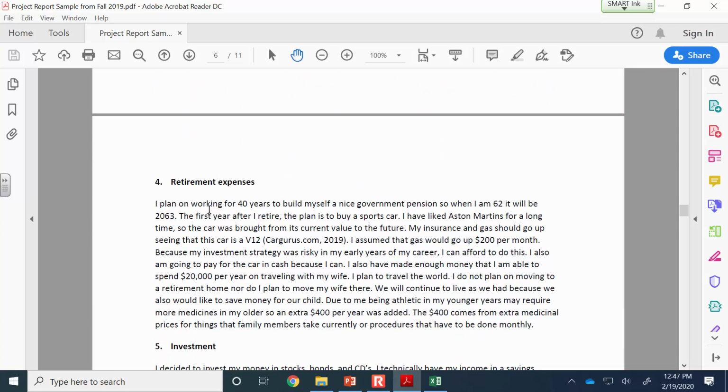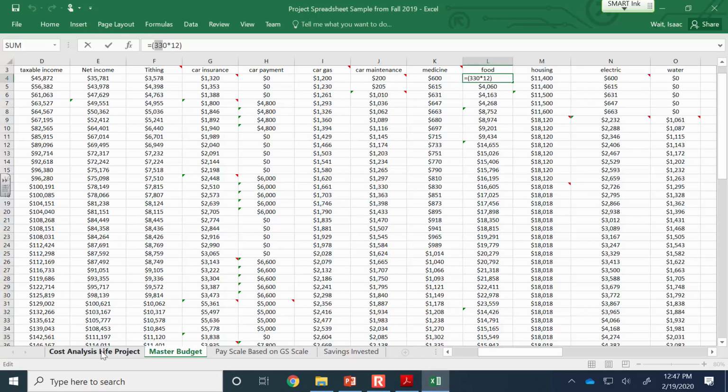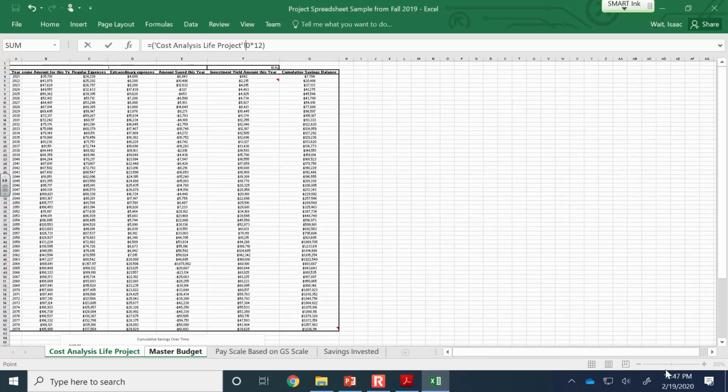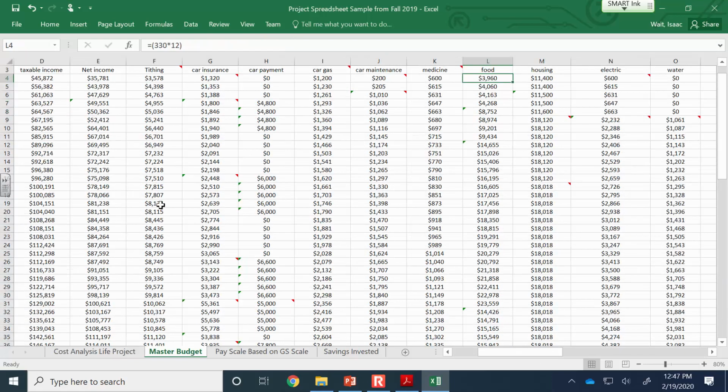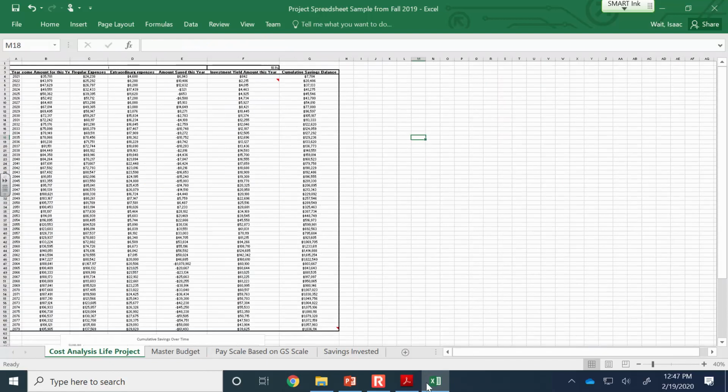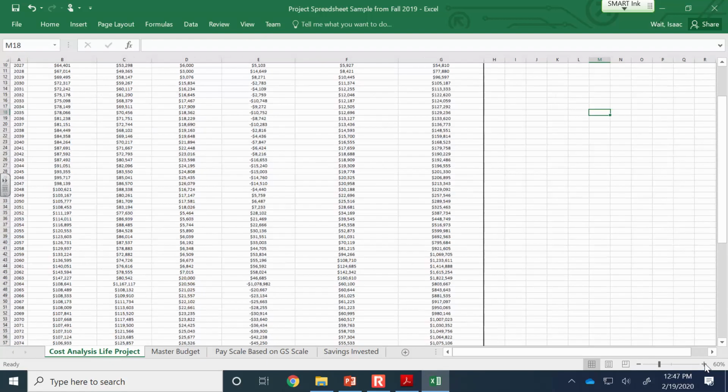So any questions so far as you're seeing this report? Go ahead. Will we have to account for things like Social Security in our retirement? I think you should, yeah. And that's a great point. If we go to this tab of the spreadsheet that I was showing you before. How come I can't zoom in here? Let's see.